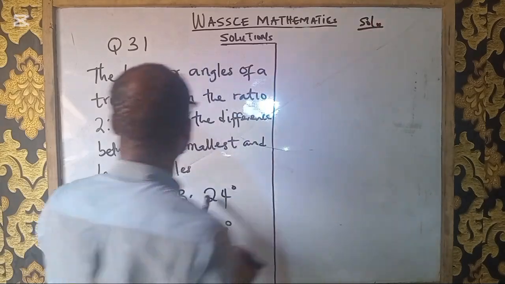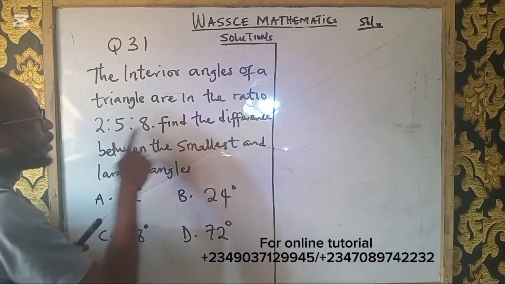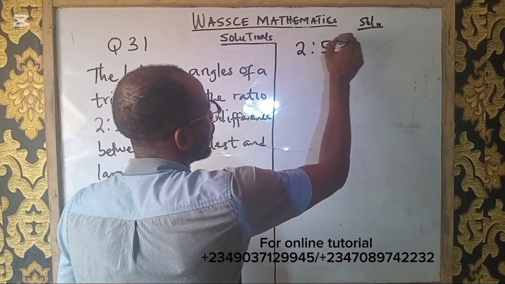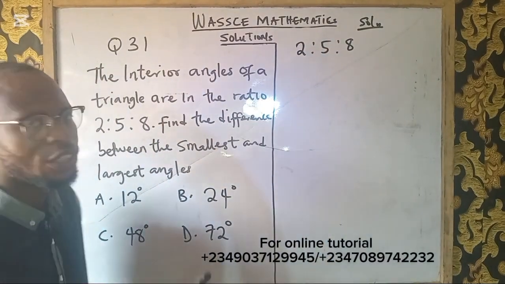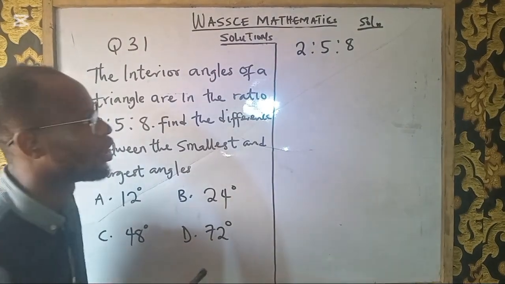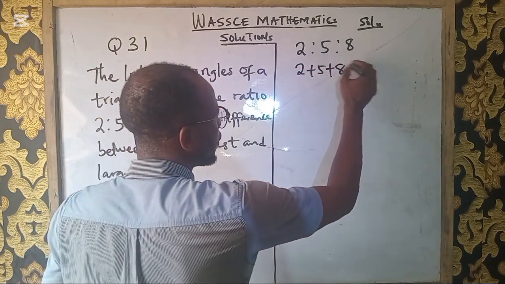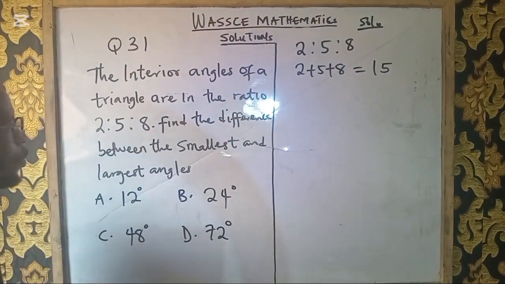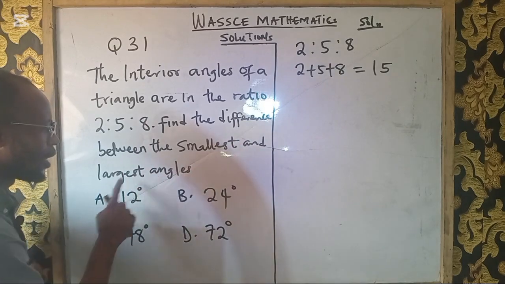Solution. The interior angles of a triangle are in this ratio, 2:5:8. So after getting the ratio, what you should do next is sum the ratios together, which means you are going to have 2 plus 5 plus 8. And that will give us 15. Total number of ratio is 15. Good. Find the difference between the smallest and largest angle.